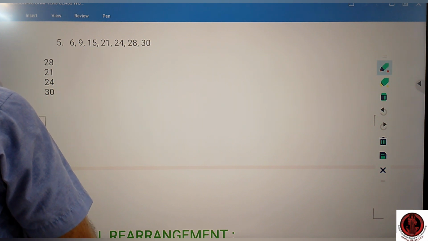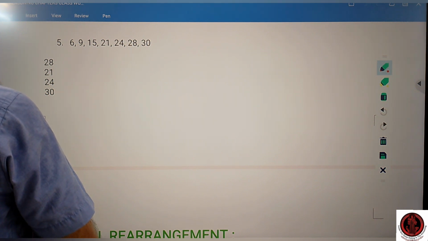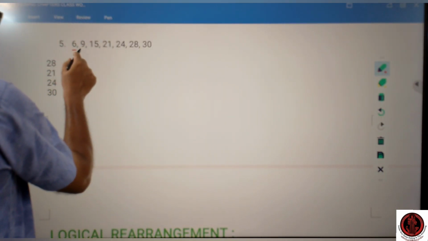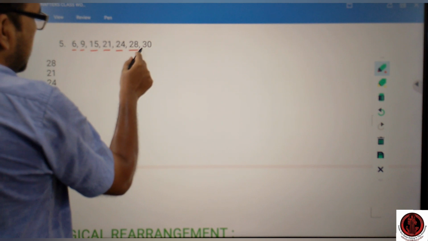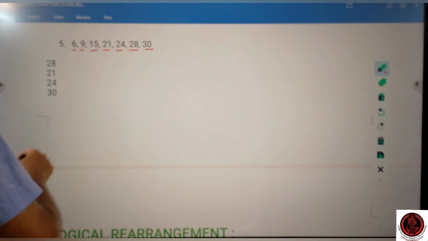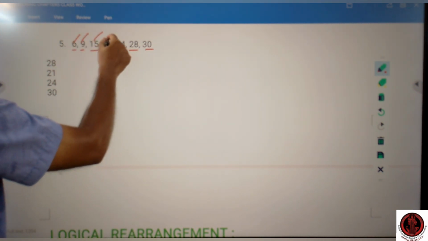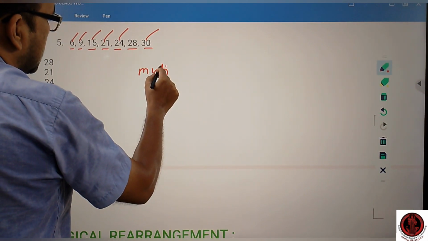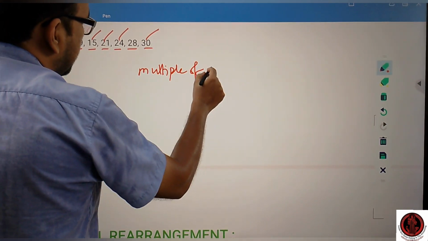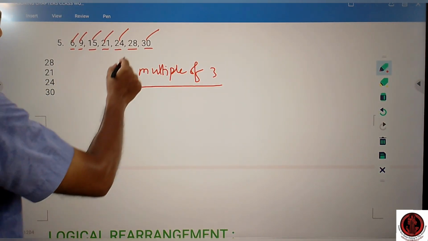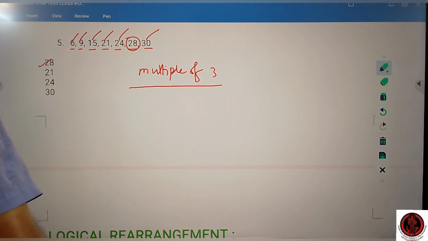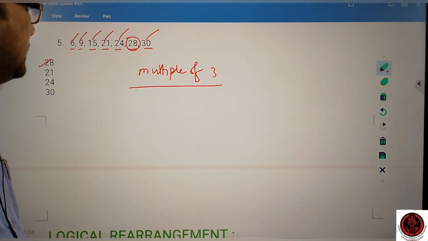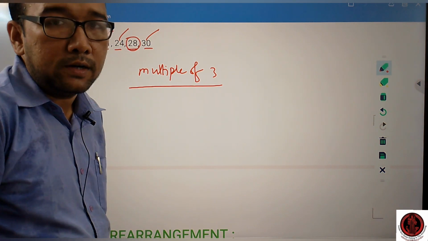Next, question number 5. 6, 9, 15, 21, 24, 28, 30. All are multiples of 3 except 28. So 28 is the answer. All are multiples of 3 except 28, so 28 is the odd one.